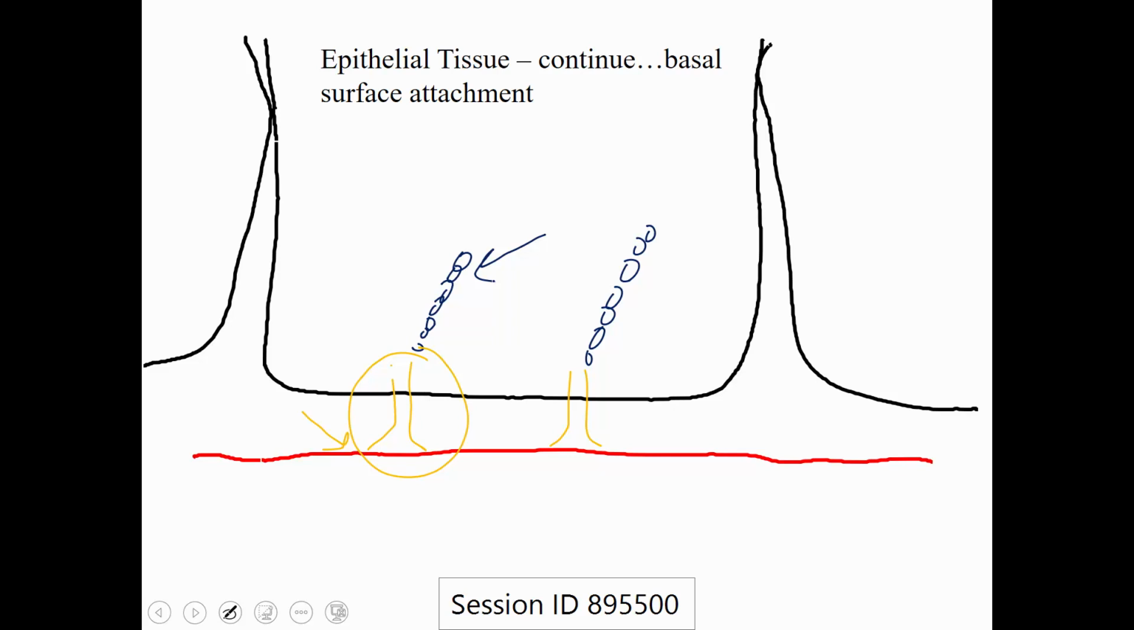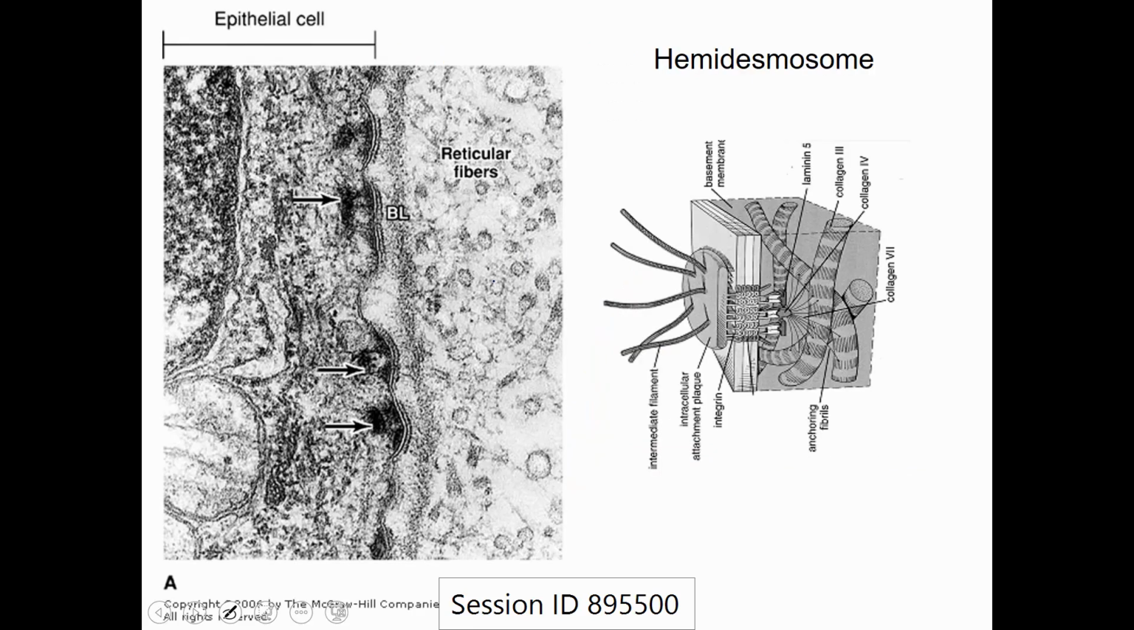As soon as you see intermediate filament proteins attaching to an adhesion complex, you think of a desmosome, or in this case, half a desmosome known as a hemidesmosome. It allows cells to withstand mechanical stresses. Okay? Makes sense? Okay. So that was a little bit of what we talked about when it comes to the basal surface. And what we did is we stopped.